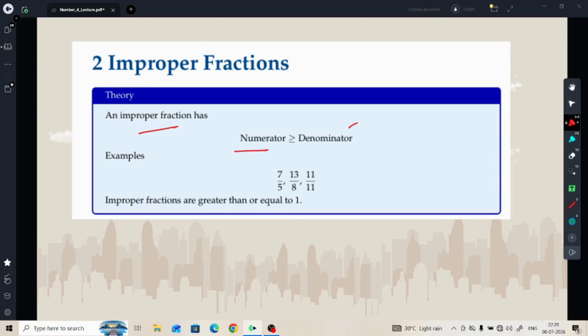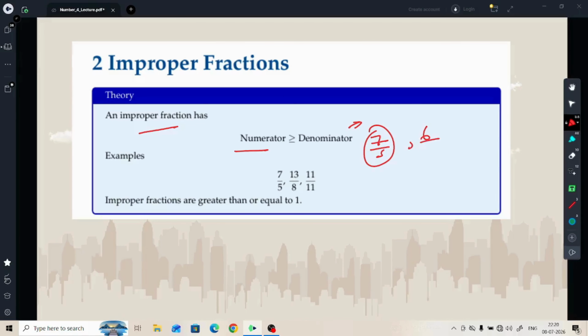What does this mean? Greater than or equal to means that the numerator can be equal to the denominator, or it can be greater than the denominator, but it can't be lesser than the denominator, because if it becomes lesser than the denominator, then it will be considered a proper fraction, not an improper fraction. Just like if I'm having 7 upon 5, you can see that 7 is greater than 5, so that means it is an improper fraction.